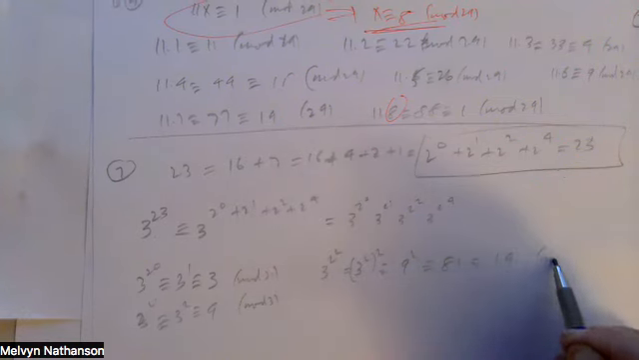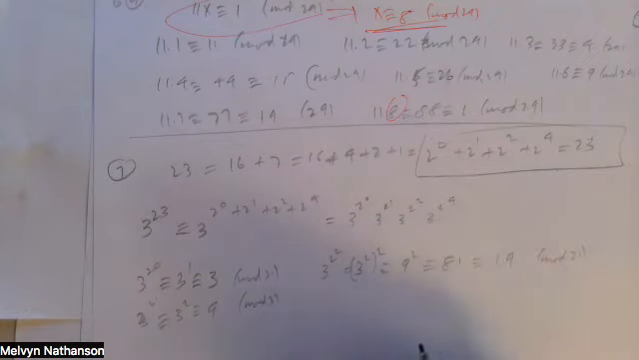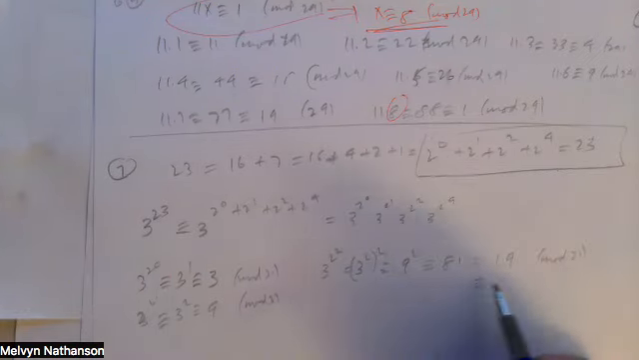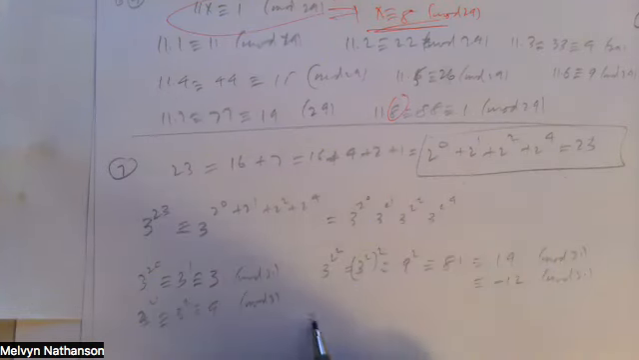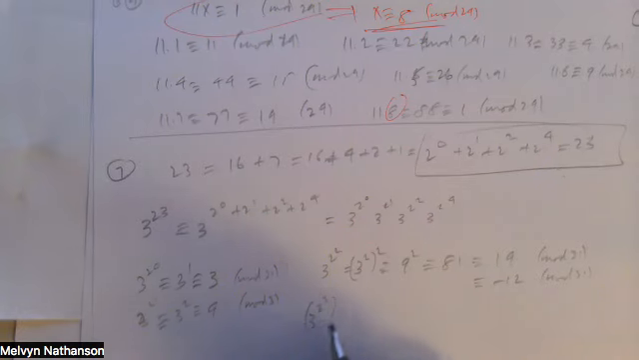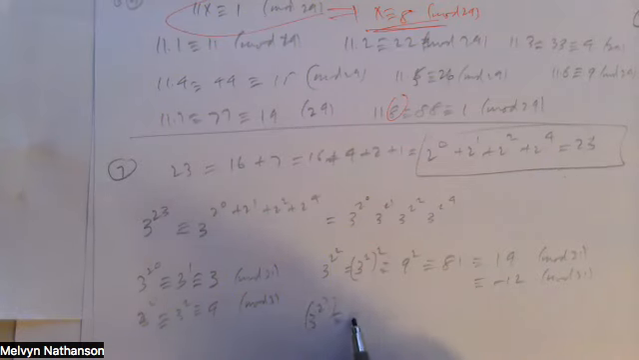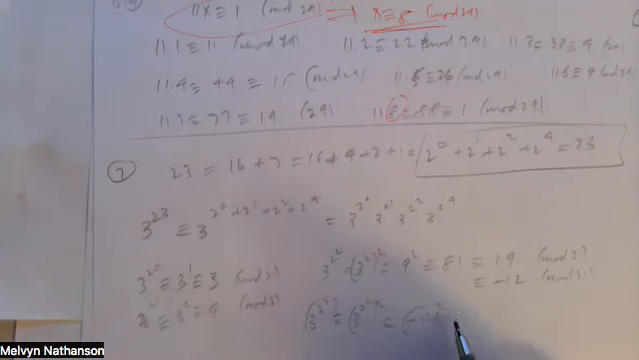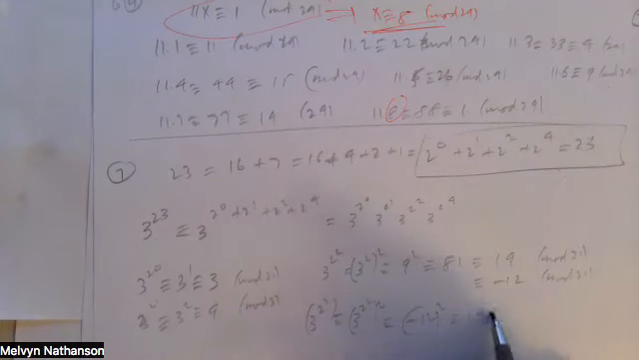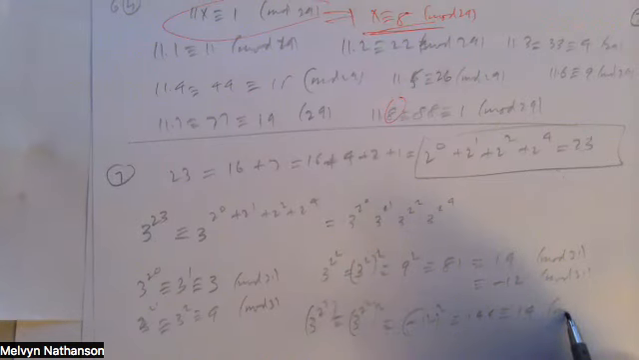19 mod 31. Or I could also write this as minus 12 mod 31. 3 to the 2 cubed is 3 to the 2 squared squared. That's minus 12 squared mod 31. That's 144 mod 31. That's 14 mod 31.